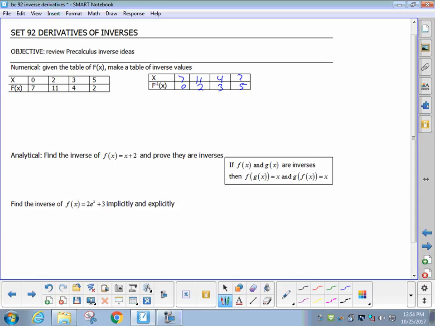Find the inverse of f of x equals x plus 2. Let's not overthink this. What's the opposite of adding 2? Subtracting 2. So we can say that the inverse is x minus 2. Okay. Now, a note about notation before I go on to the proof thing.